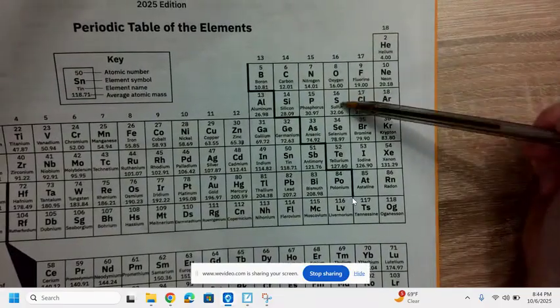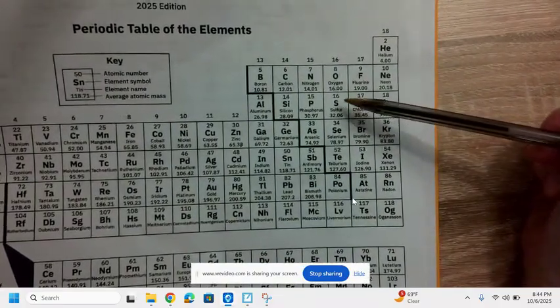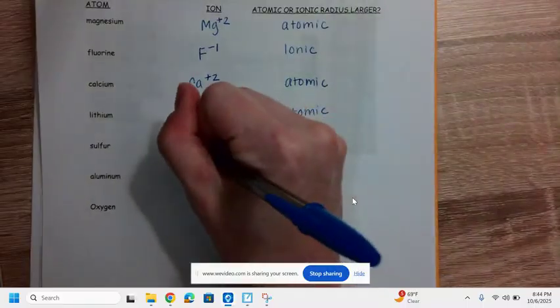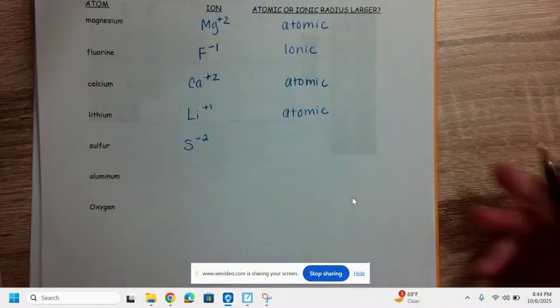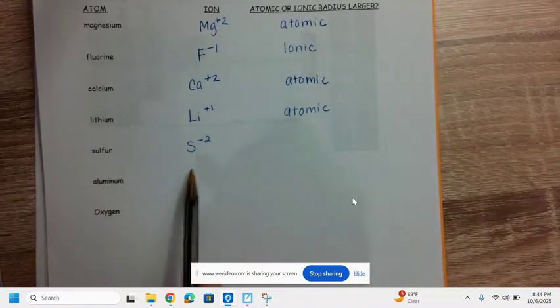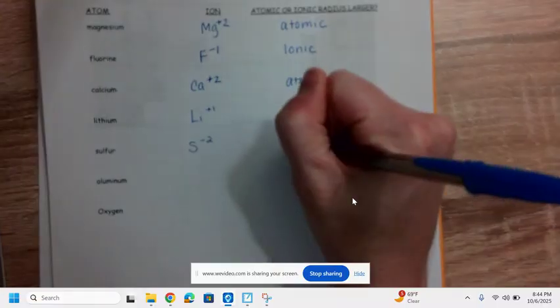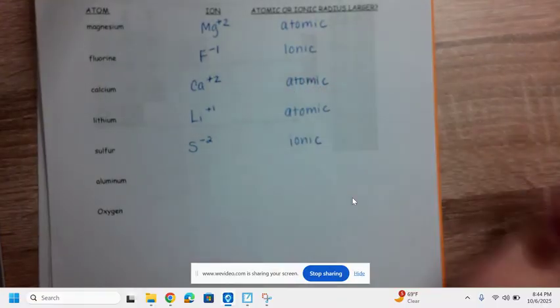Let's take a look at sulfur. Sulfur has 6 valence electrons. It wants to gain 2 more electrons to have 8, so that would be a -2 charge. That means it gained 2 electrons, which means its ionic radius is larger than its atomic radius.